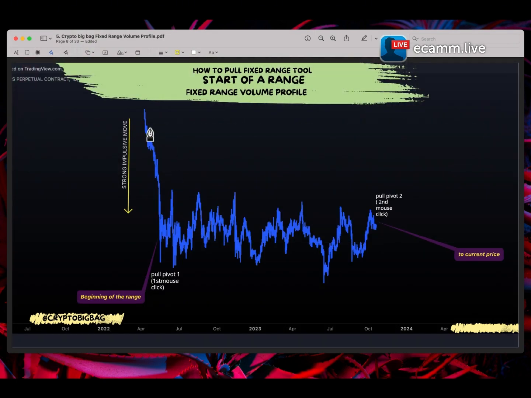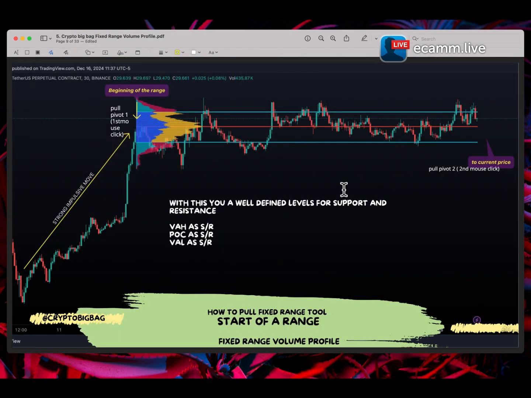Example of how you can pull a fixed range, at the beginning of your range. You can see this is an impulsive move, right? The range starts from here to here. So if you want to pull it, you can pull it from the beginning right here to this point. Or you can just click from here to here, the beginning of the range. The first mouse click, the second mouse click.